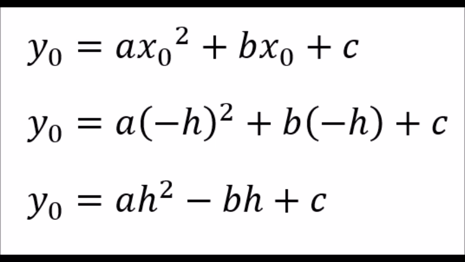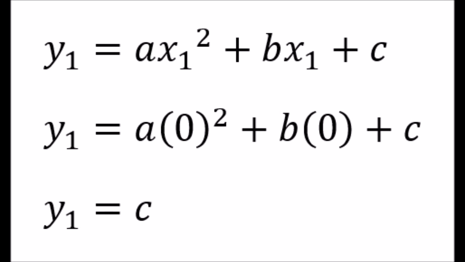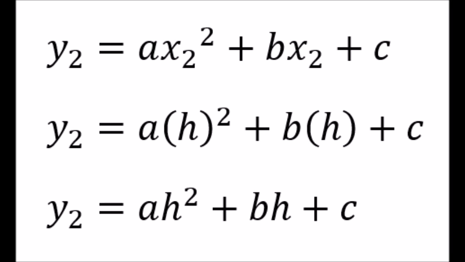y0 is a function of x0. Let's substitute x0 equals negative h. Now y0 is expressed in terms of h. Same idea with x1 and y1. This one is simpler because 0 cancels out 2 terms. y2 looks almost identical to y0, with the exception of a minus sign.